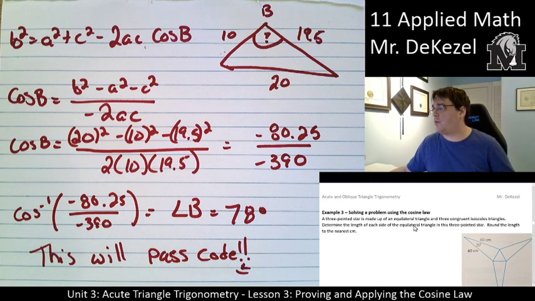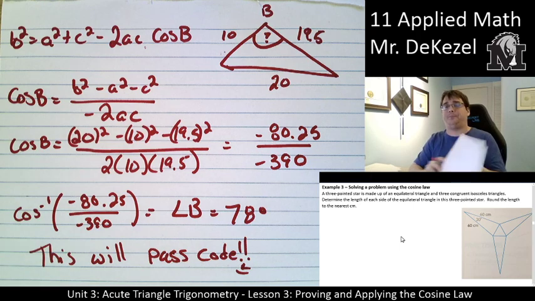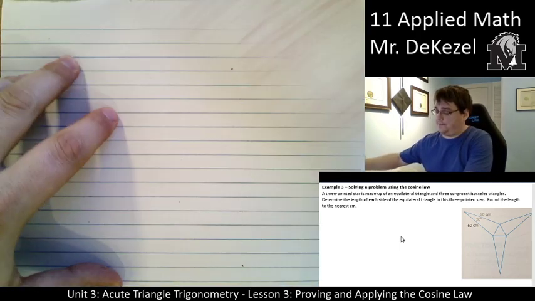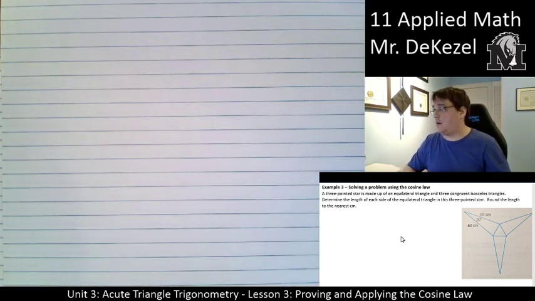I think we have one more problem to do. Yes, we have one more problem together. And in this one, we are given a situation where we have two sides and an angle, and we want to find out the side that is left. So a three-pointed star is made up of an equilateral triangle and three congruent isosceles triangles. So equilateral in the middle, isosceles around the outside.